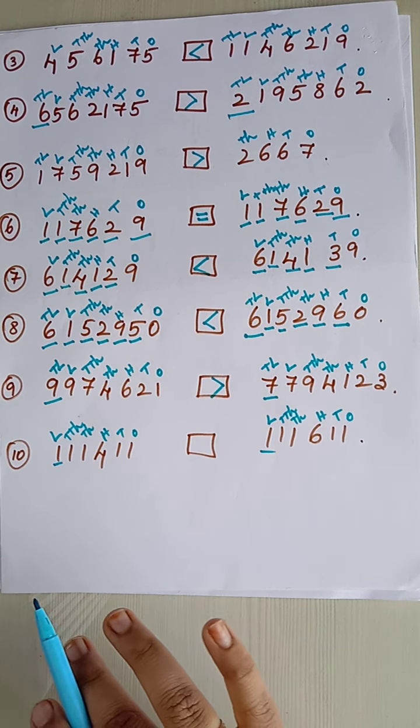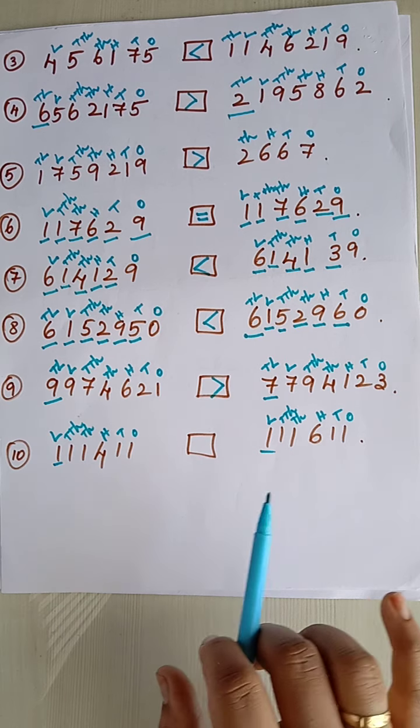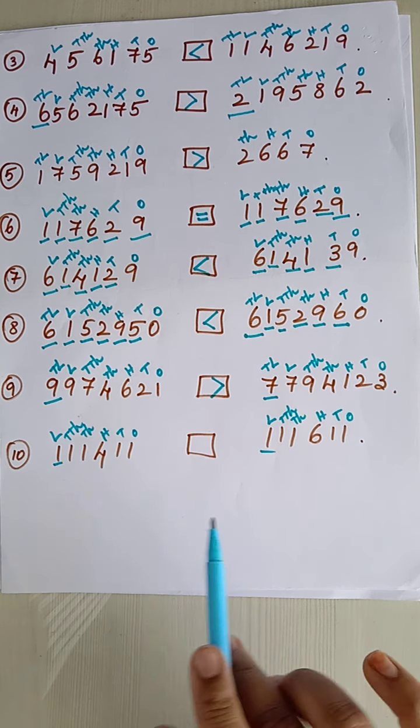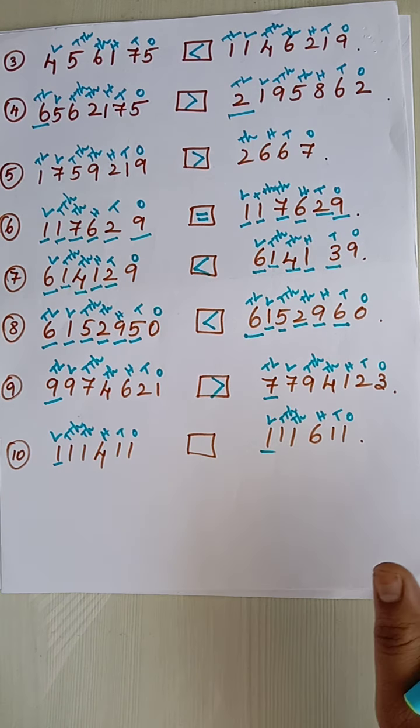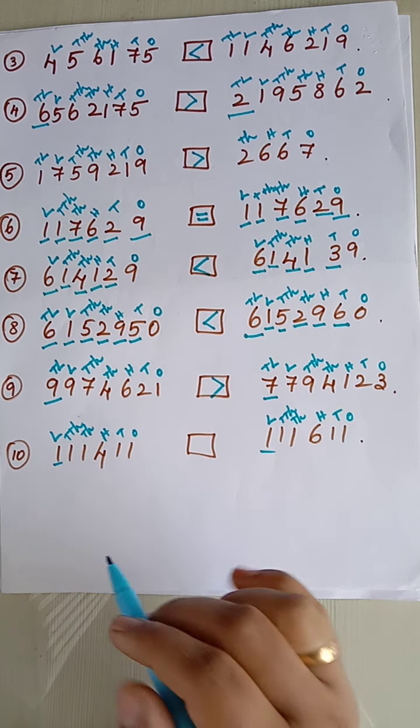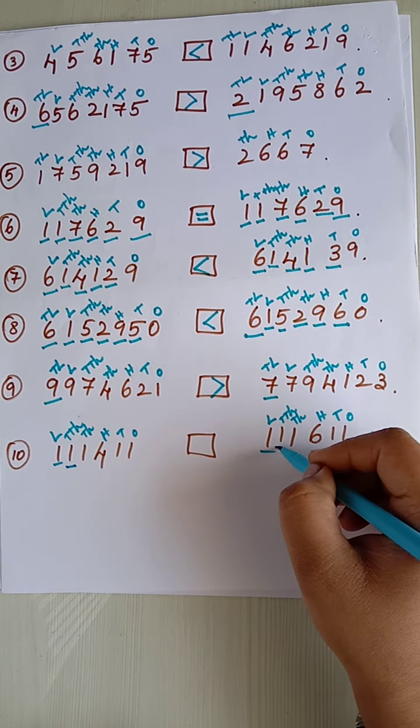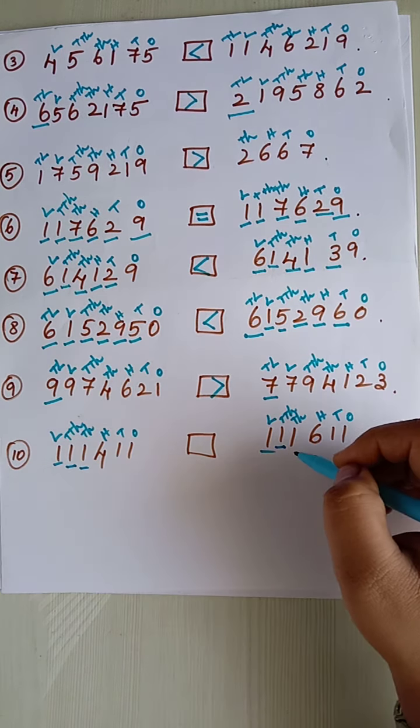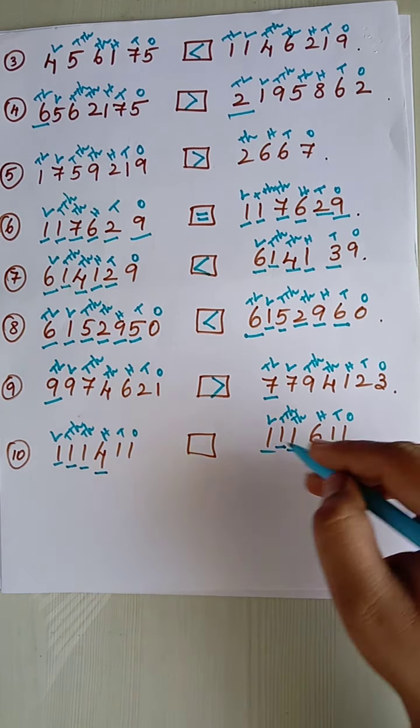Okay, next we are going to see the first digit. Here it is 1, and this side is also 1. Okay, leave it. We are going to see the next digit. Here it is 1 and here it is also 1. Okay, next one is 1 and then 4 and 6.